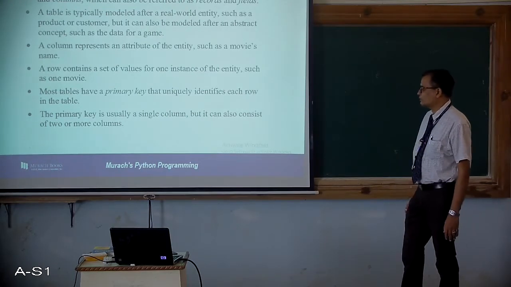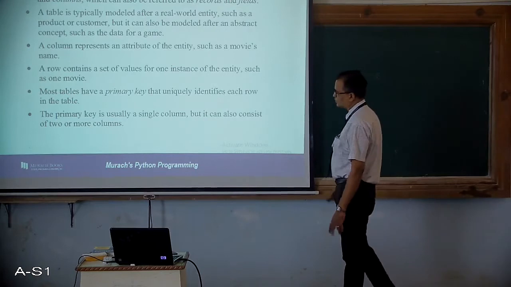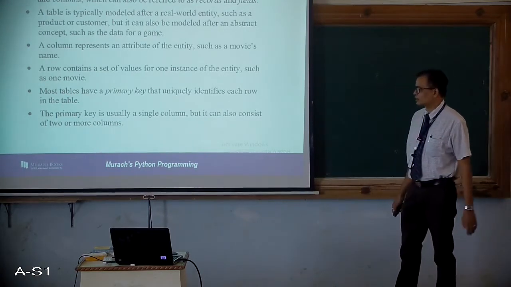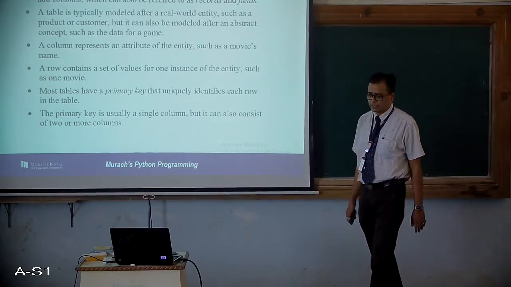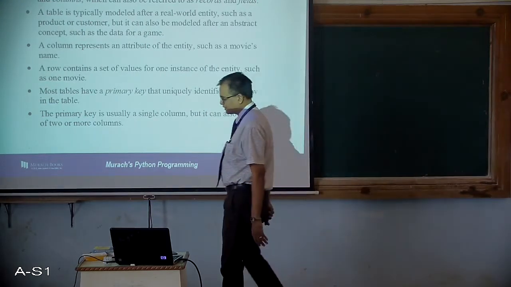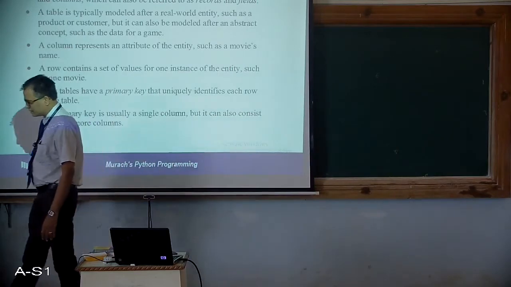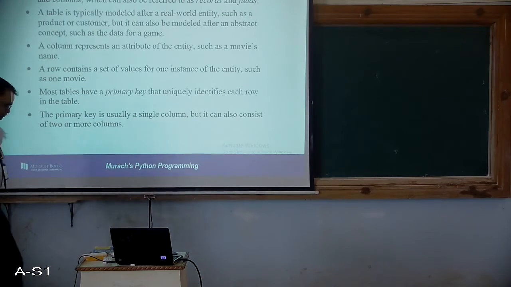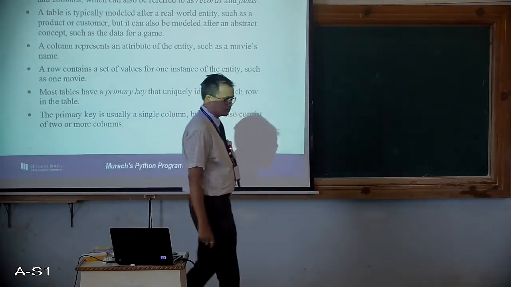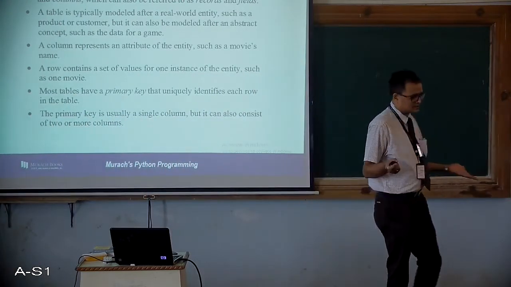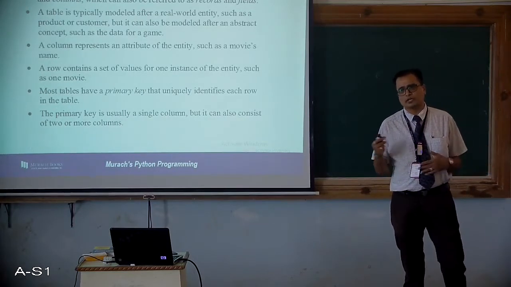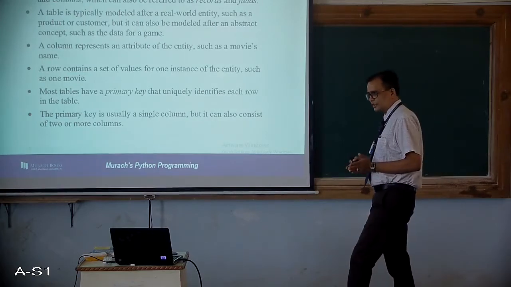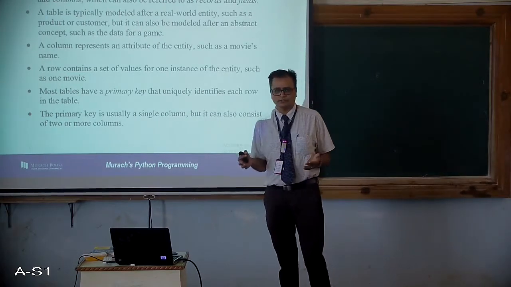Most tables have a primary key which uniquely identifies each row. This I have already told. The primary key is usually a single column, but it can also consist of two or more columns. In certain cases, it might not be possible to identify a particular record using a single attribute. Any guesses? Any examples wherein you need multiple attributes or multiple columns to represent the primary key? Can you just think?